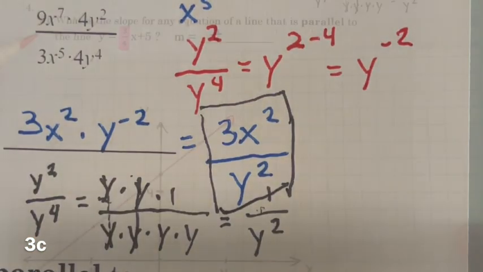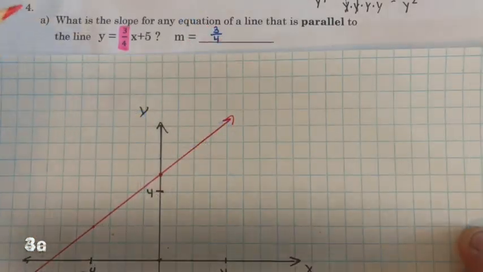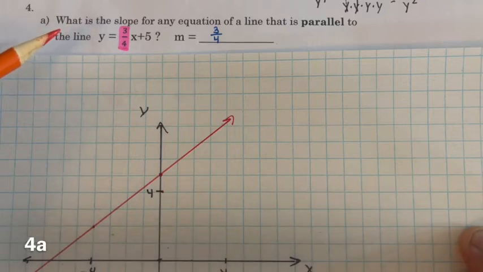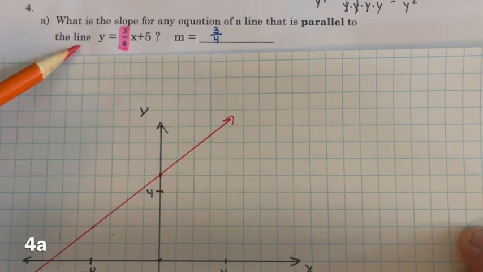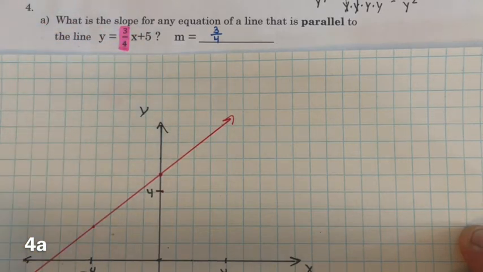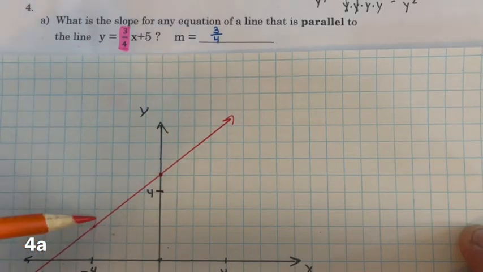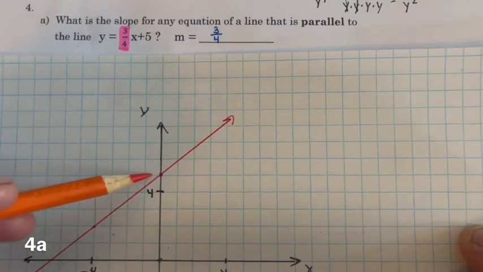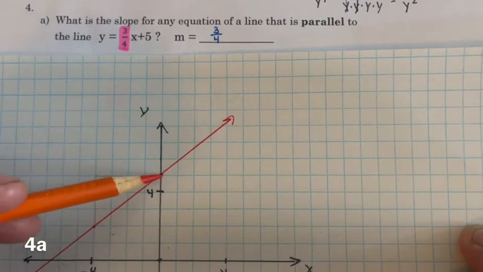the answer. For problem 4a, what is the slope for any equation of a line that's parallel to the line y equals 3/4 x plus 5? Well, here's the line y equals 3/4 x plus 5. It has a slope of 3 over 4. Rise of 3 over 4.